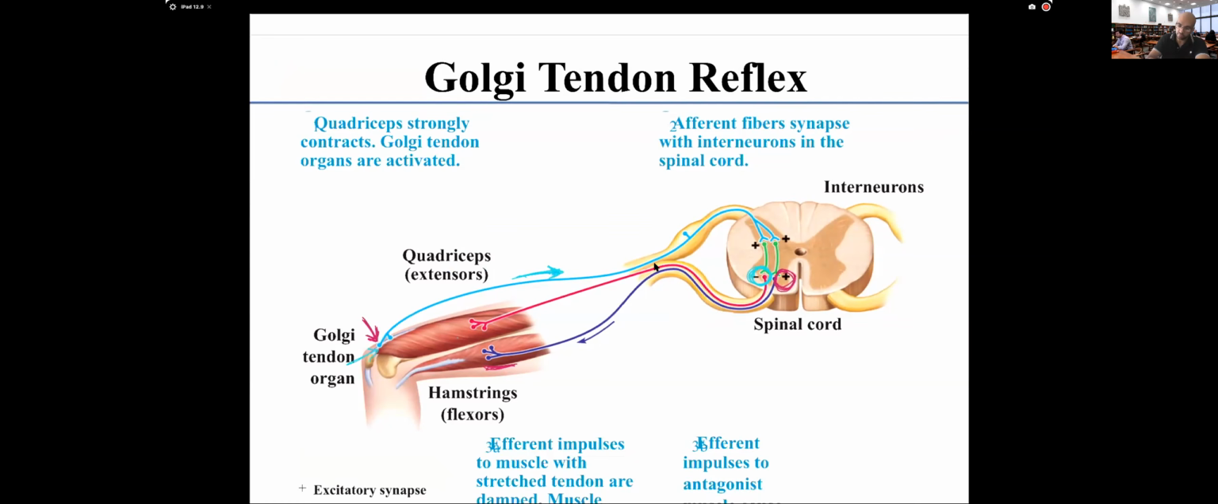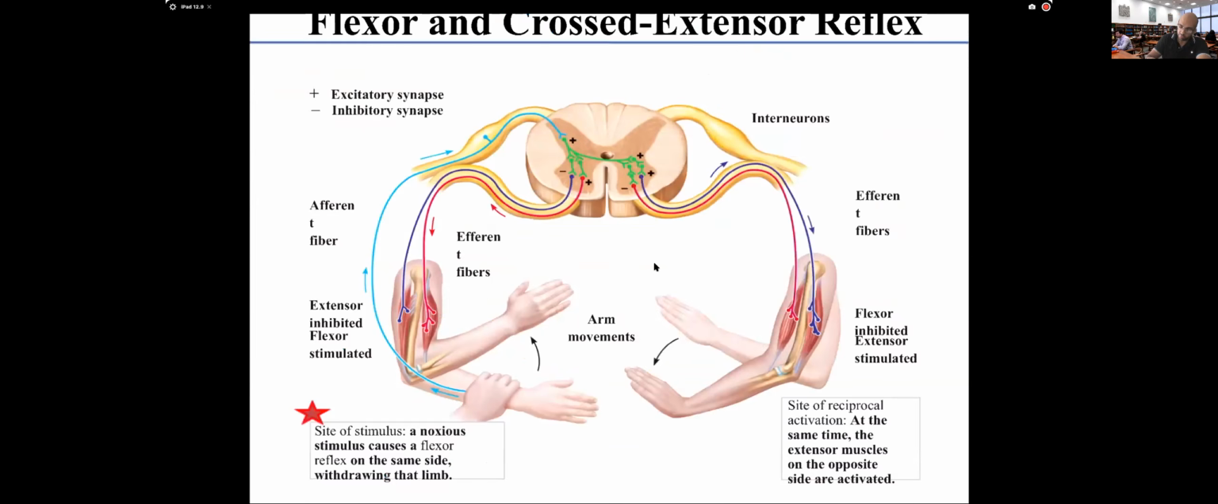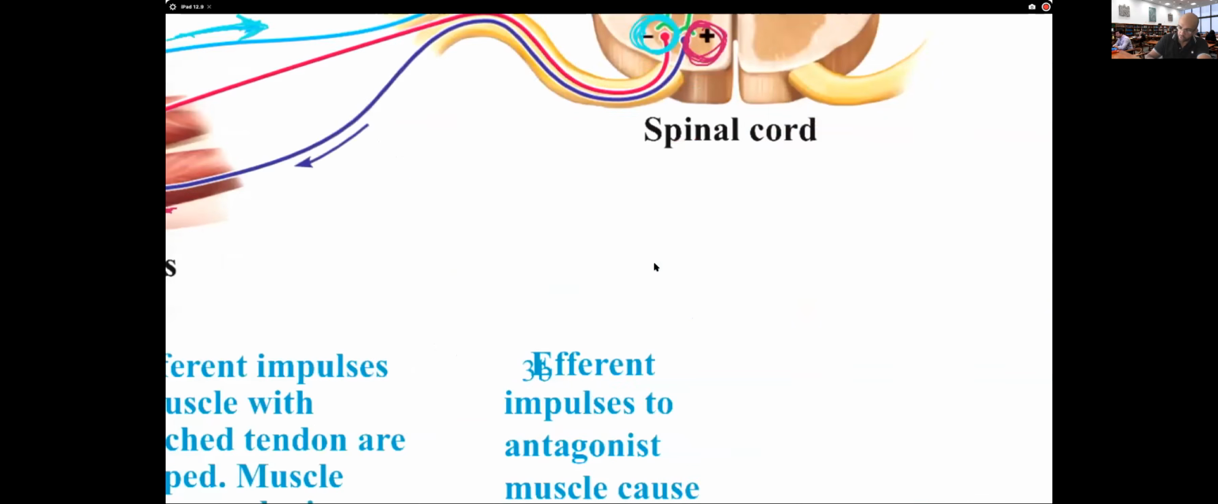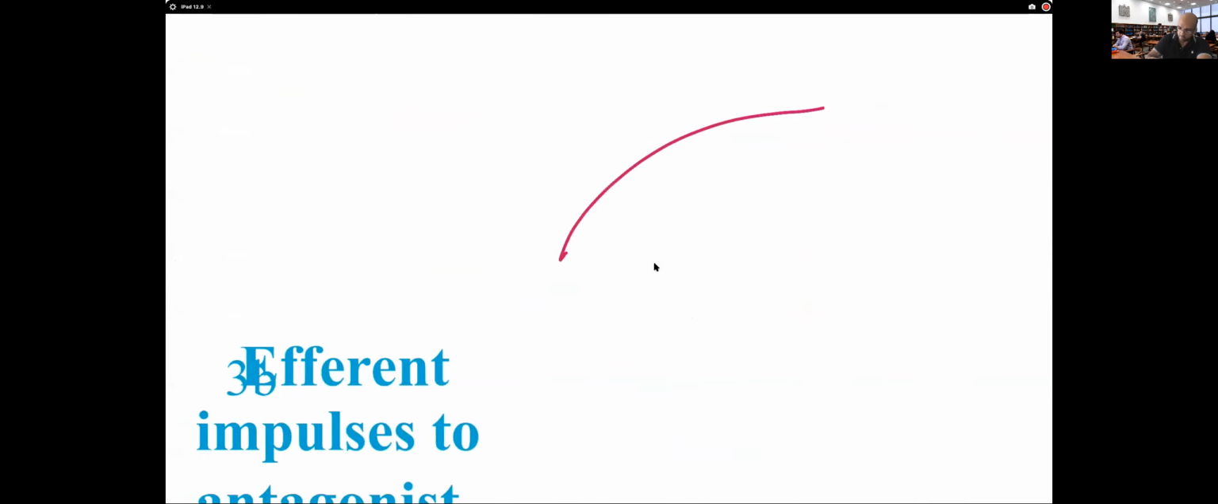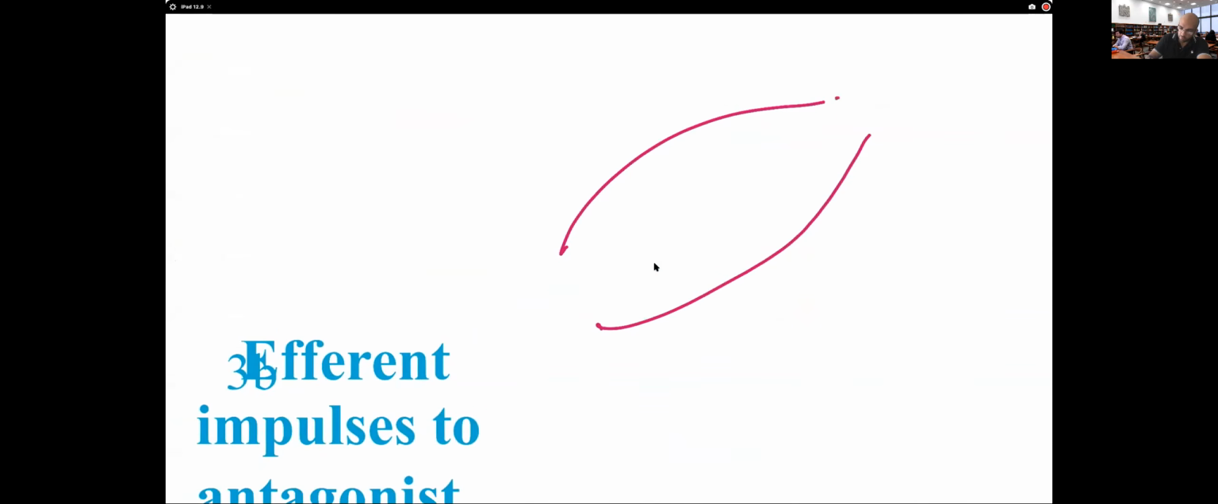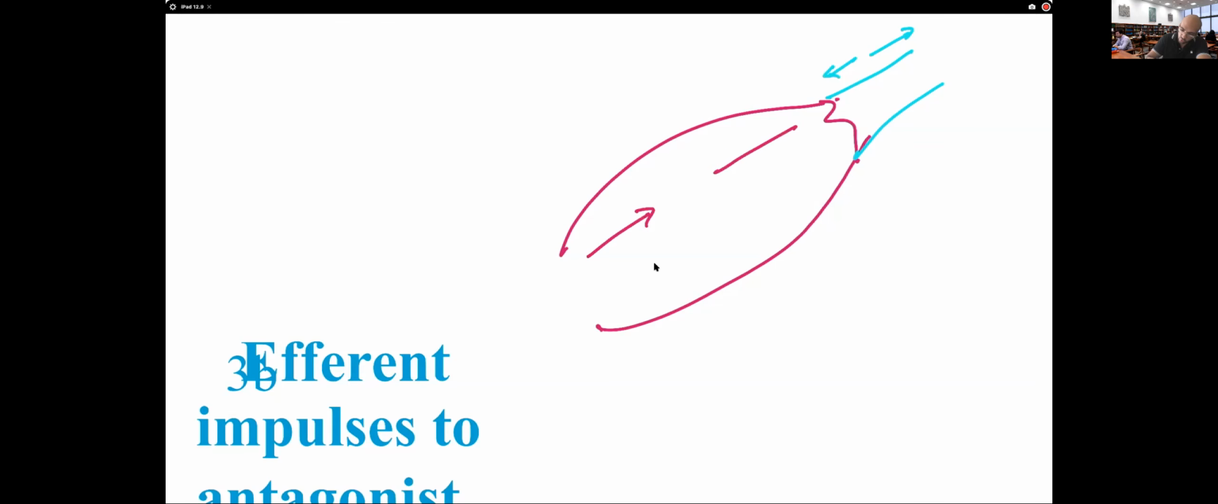Think of it logically. So if I have a muscle like this, and I'm applying tension on the tendon here, logically, if you're applying tension on the tendon, would you be contracting the muscle or relaxing the muscle? One or two. What do you think? Let me know in the chat box.